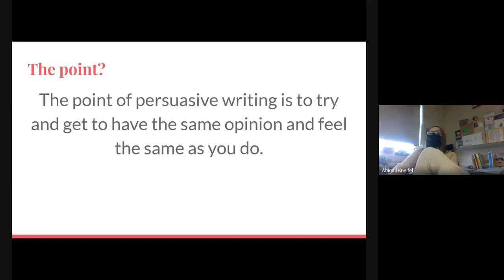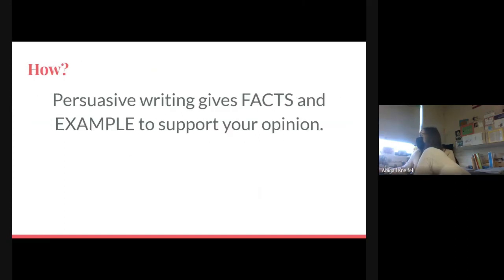You want whoever's reading it to feel the same as you. You want whoever is reading it to want to go to Florida, or to go to Delaware. How? Persuasive writing gives facts and examples to support your opinion. So that's what your body paragraphs are.